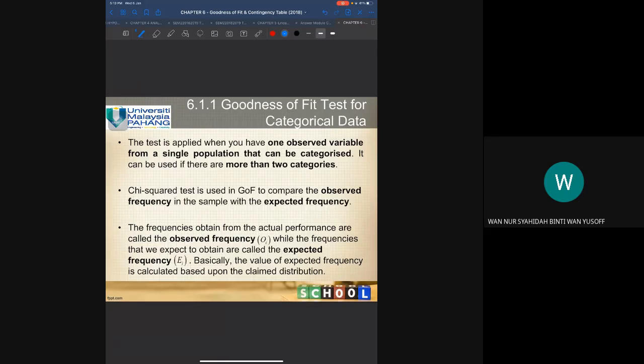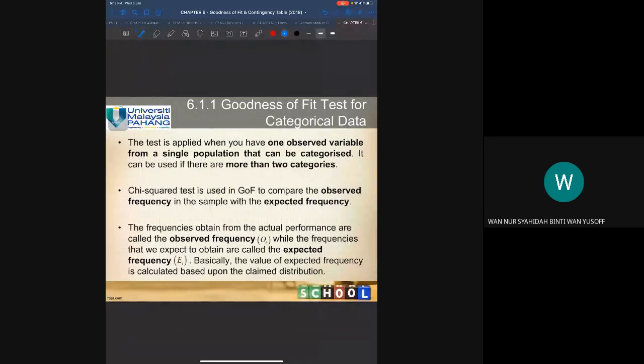If you have only 1 or 2 categories, then we go back to chapter 3, which is proportion. You can use the parameter proportion to compare, because for a qualitative variable, the appropriate parameter is pi. So one of the assumptions for the goodness of fit is that you need to have more than 2 categories.